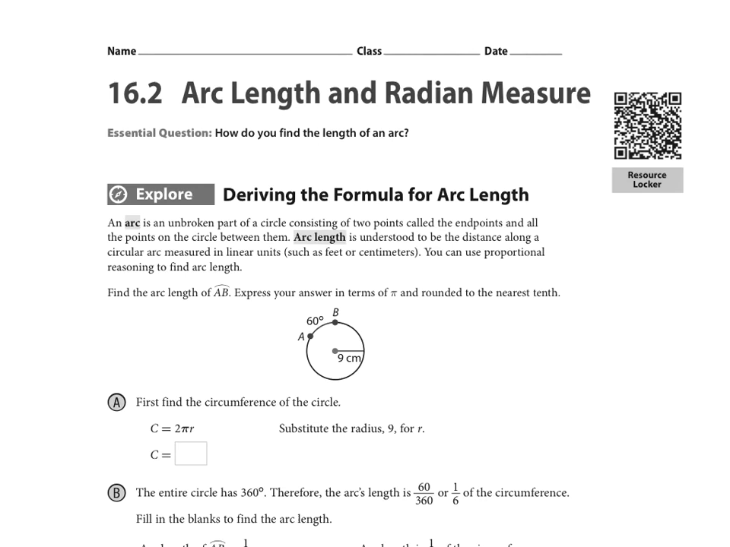Hey everybody, welcome to video 16-2. This is arc length that we're talking about this time. I'm on page 863 with you, and we're going to start with the Explore for once.